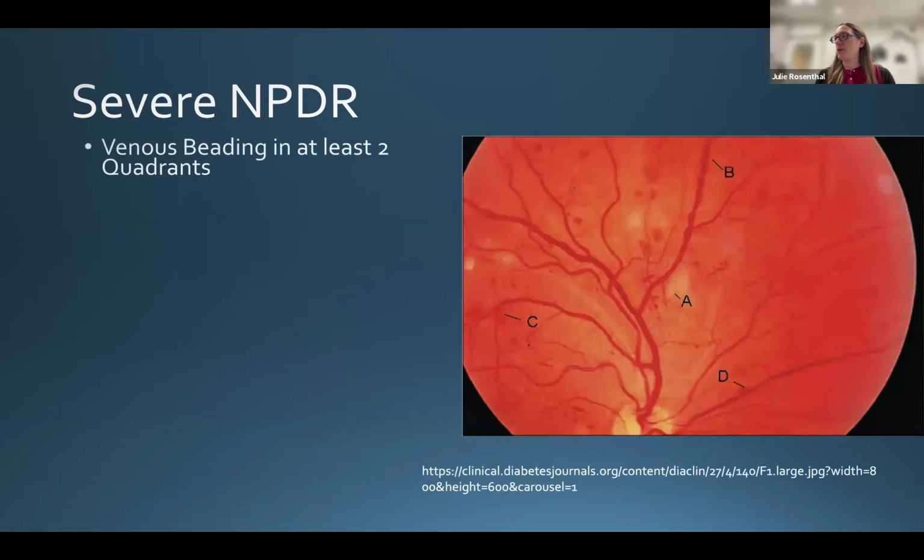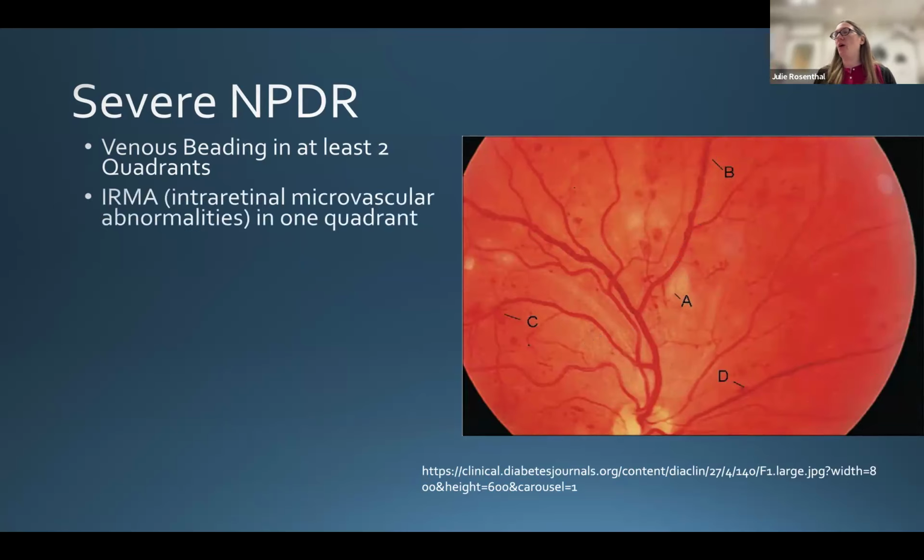Few other criteria. So venous beading in at least 2 quadrants. So this is actually a beautiful example. It kind of looks like beads on a string right here and right here. And, ophthalmologists, we call it like we see it. So venous beading is exactly kind of what it sounds like. Or intraretinal microvascular abnormalities in one quadrant.